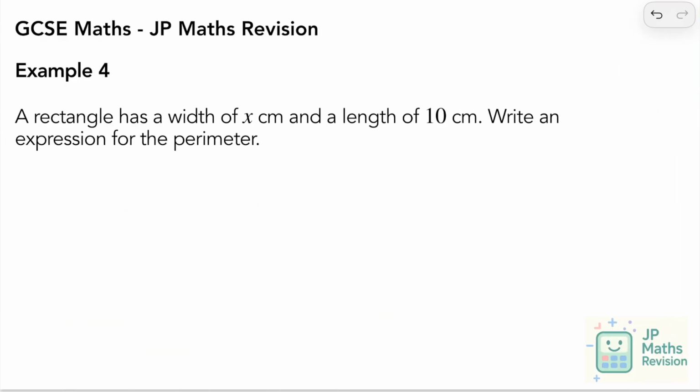Here's another example. A rectangle has a width of x centimetres and a length of 10 centimetres. Write an expression for the perimeter. This one might help if I draw out a rectangle. So I've got my rectangle here. The length is 10 centimetres, so that's going to be 10 centimetres up here too. And the width is x centimetres, so I'm going to write that here and here.